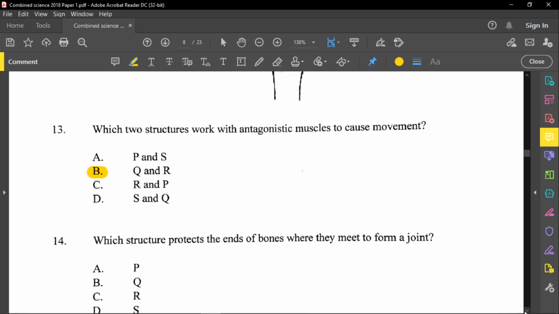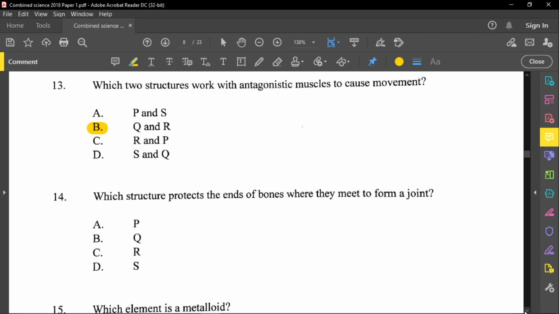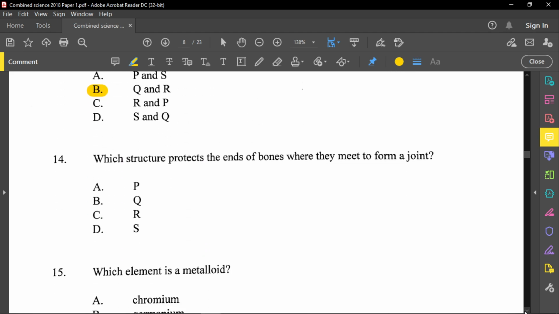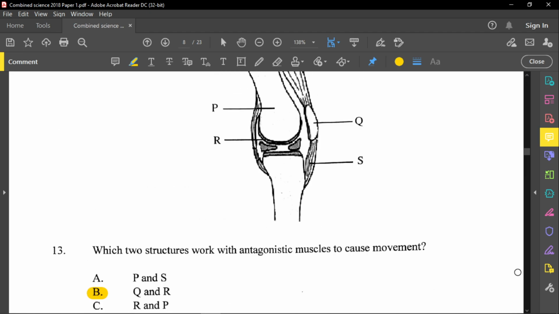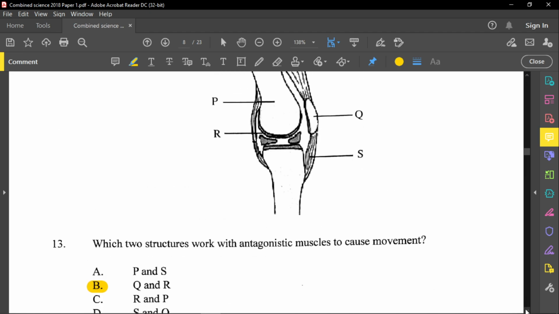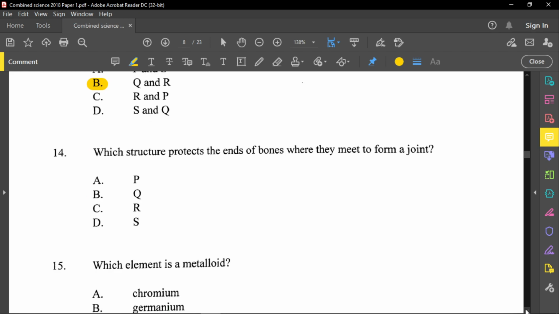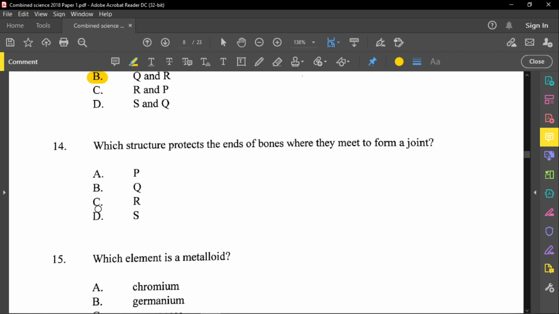Okay. All right, so question number 14, it said which structure protects the end of bones where they meet to form a joint. And so what you find at the end of bones is cartilage, and cartilage is represented by R. All right, and they are also called shock absorbers. All right, so R, which is option C here, is the correct answer.